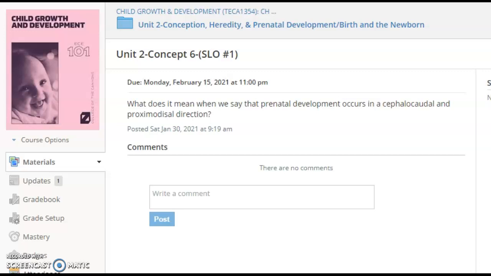So sum those up, and what does it mean when they occur, that development is occurring in that direction prenatally?